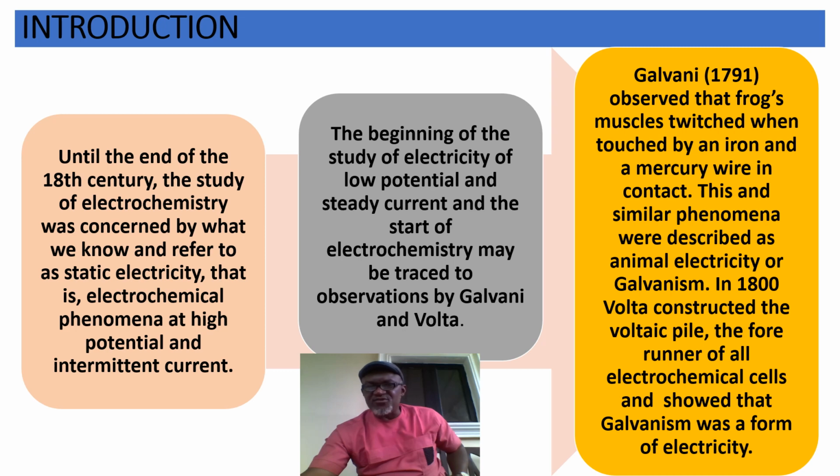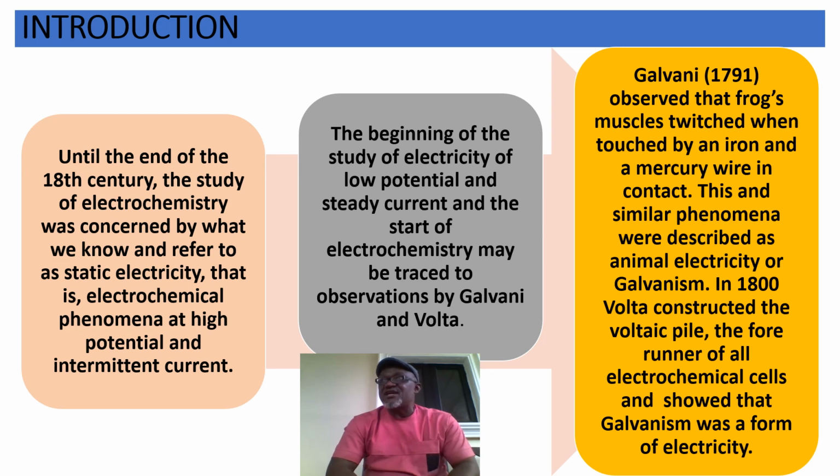Galvani in 1791 observed that a frog's muzzle twitched when touched by an iron and mercury wire in contact. These and similar phenomena were described as animal electricity or galvanism. So you can imagine Galvani was running an experiment, look at the time, how many years back? 1791. And unknowingly he put together iron and mercury wire while they were connected to a frog's muzzle, and the muzzle began to shake.